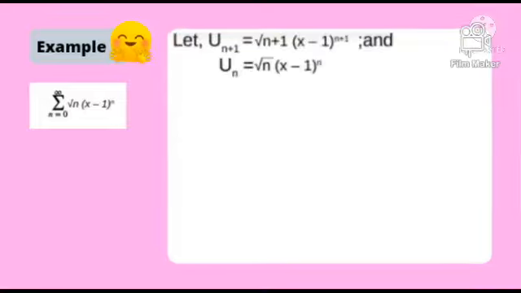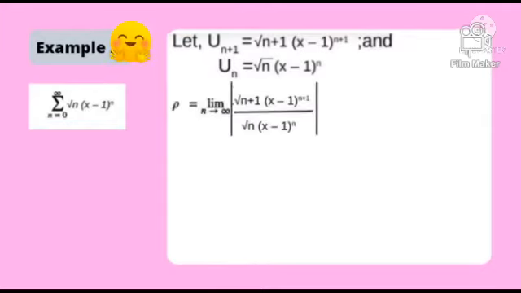So for the first example and the third theorem, the series of n starts from 0 to infinity of square root of n times x minus 1 raised to n. So perform ulit tayo ng ating ratio test. Ang ating u sub n is the square root of n times x minus 1 raised to n, at ang ating u sub n plus 1 is the square root of n plus 1 times x minus 1 raised to n plus 1.